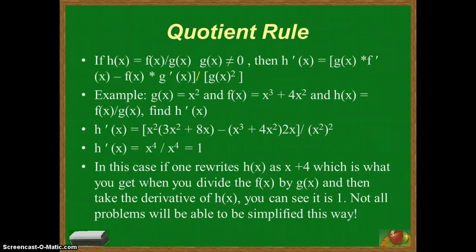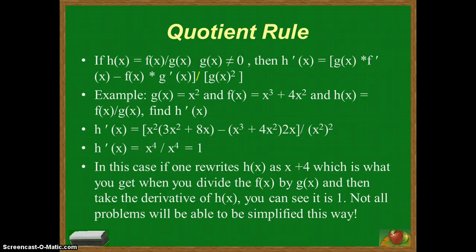Quotient rule. Quotient rule is a little more difficult, but not too bad. Let's call h of x the quotient of two functions, f of x divided by g of x. Now g of x, of course, cannot be equal to 0 here. Then h prime of x would equal g of x times f prime of x minus f of x times g prime of x. That whole thing divided by g of x squared. Okay, in words, that would be the bottom times the derivative of the top function minus the top times the derivative of the bottom function, all over the bottom function squared.